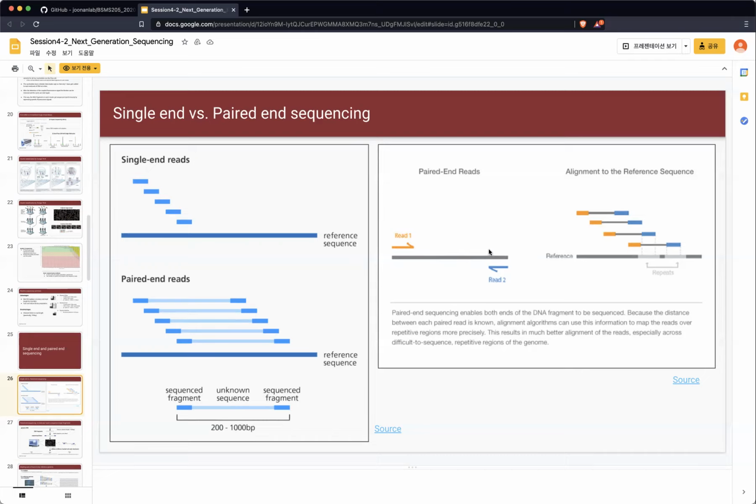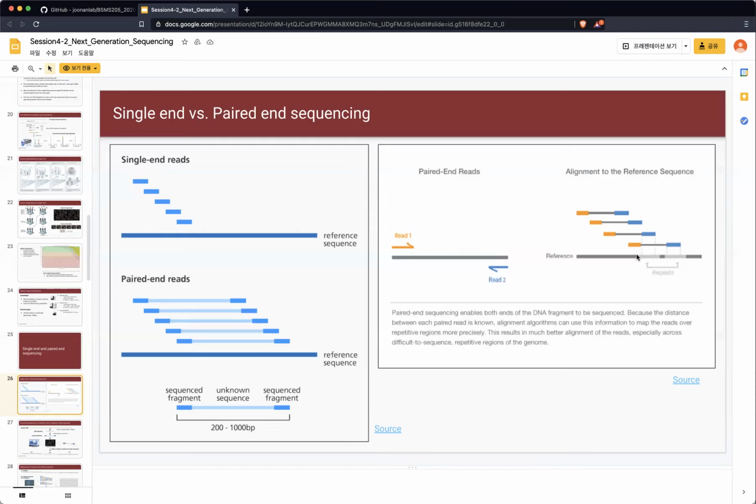Single end is obviously cheaper than paired end, right? Because it's only one way. So it's less than half the price for sequencing because it only gives you 50% of the information. Paired end gives you extra cost, so it doubles the cost for sequencing. But the good thing is you can know the position of your reads more accurately.